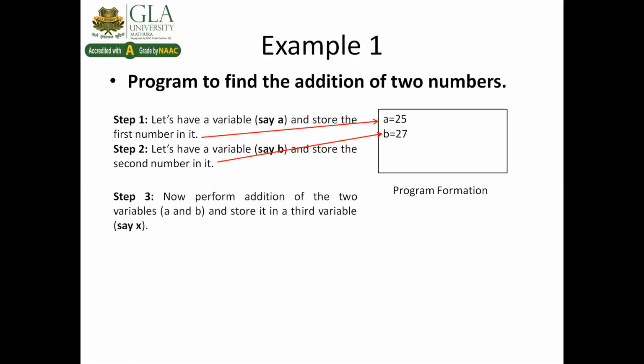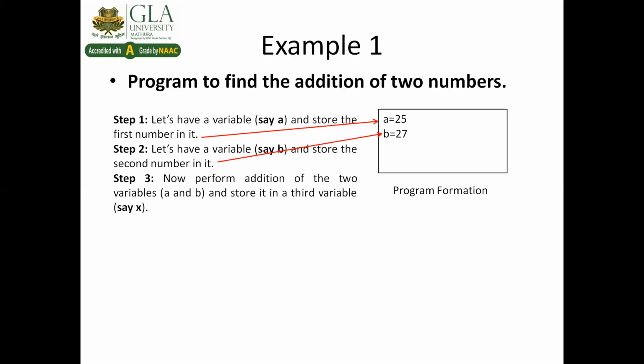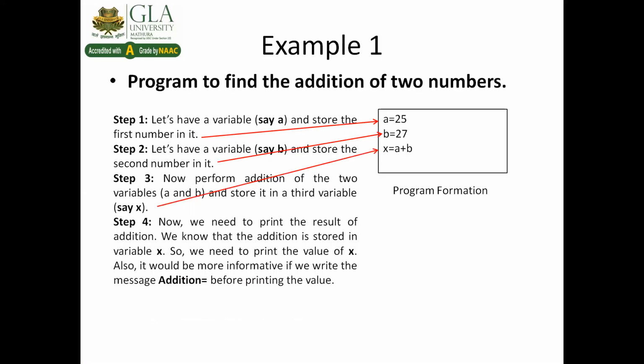Now let's perform addition of these two variables a and b and store it in the third variable say x. So we will be writing x equal to a plus b. What it is actually doing, it is adding the values of a and b and it is then storing the result in the variable x. Now we need to print the result of addition. We know that the addition is stored in variable x. So we need to print the value of x.